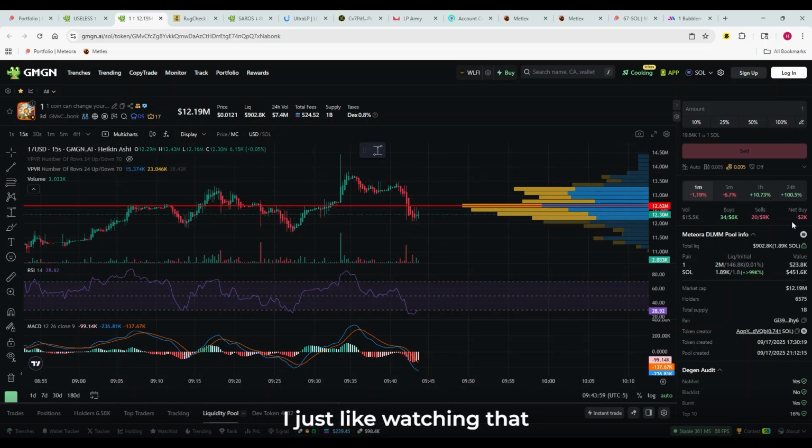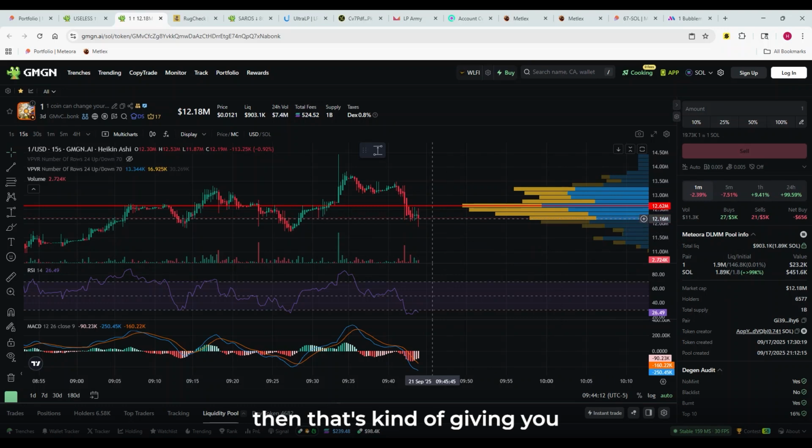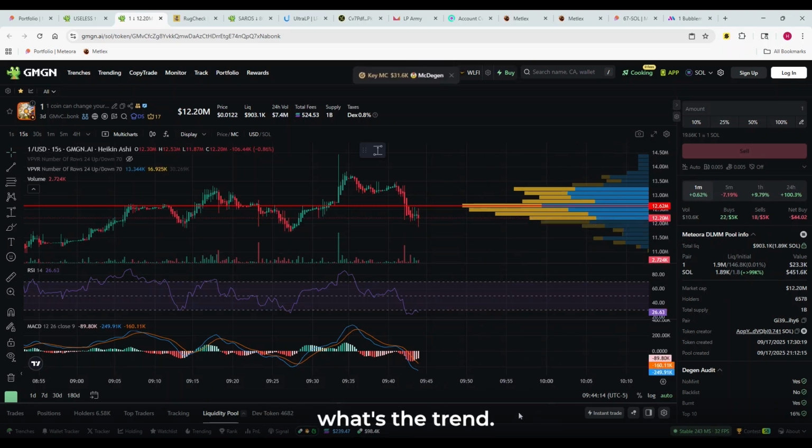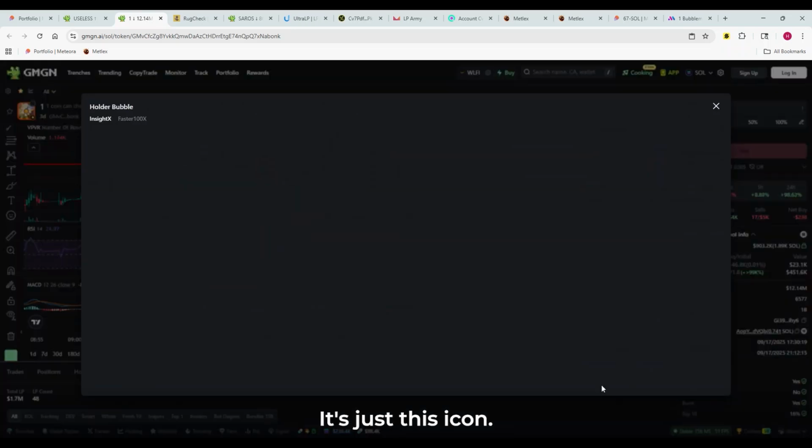So I just like watching that, especially here on the net buy. If it's within 1 or 2K, then I don't get too concerned. Whenever you start to see that number really shoot up, then that's kind of giving you an indicator of the trend. I could spend all day on GMGN. I'm just going to cover a couple more tools. They do have bubble maps built in. It's not labeled. It's just this icon.